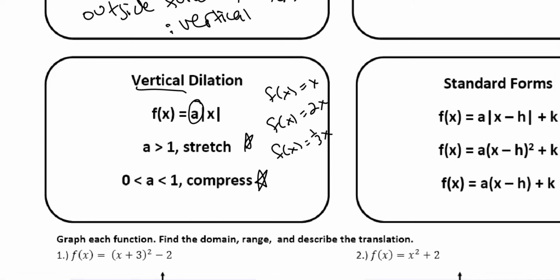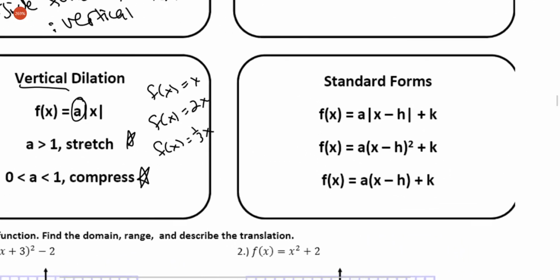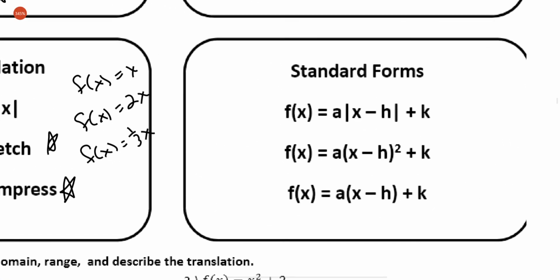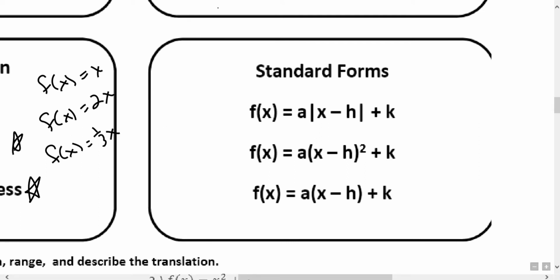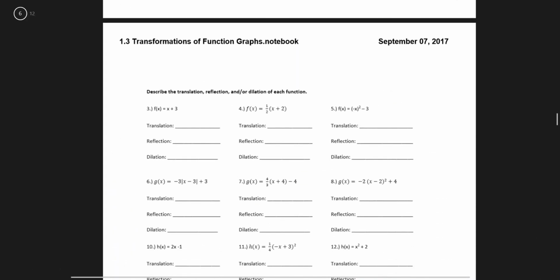It's a vertical dilation. So keep in mind, we've got all three of these things that could be happening: the horizontal translations, the vertical translations, and the dilations. The only thing that's affecting the horizontal portion is what's inside the parentheses. Everything else is affecting the y values. So let's skip to the next page here and just talk about a couple of these.